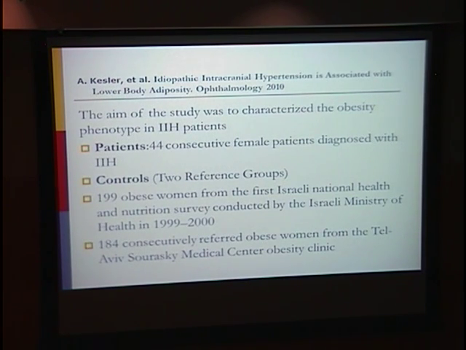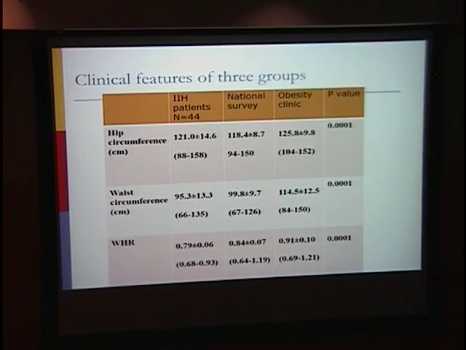We took 44 consecutive patients in our clinic diagnosed with IIH according to the modified Dandy criteria, and we used two control groups, two reference groups. One we took from the first Israeli National Health and Nutrition Survey conducted by the Israeli Ministry of Health in 1990, and the other control group was consecutively referred obese women from the Tel Aviv Sourasky Medical Center Obesity Clinic. And this is just an example: the hip circumference was higher than the national survey in the IIH patients, but less than the obesity clinic. The waist was lower in the IIH patients, and if you calculate the waist-to-hip ratio, it was lower in the IIH group.